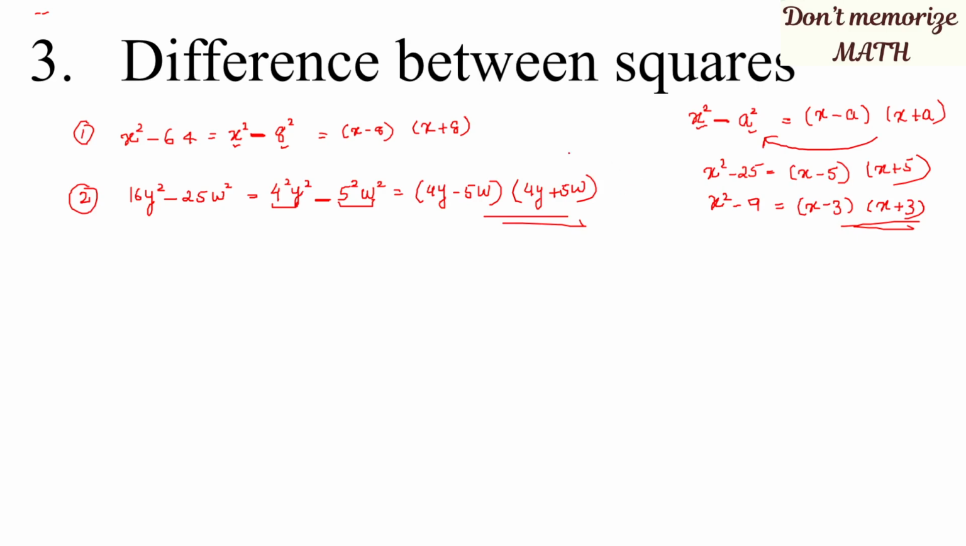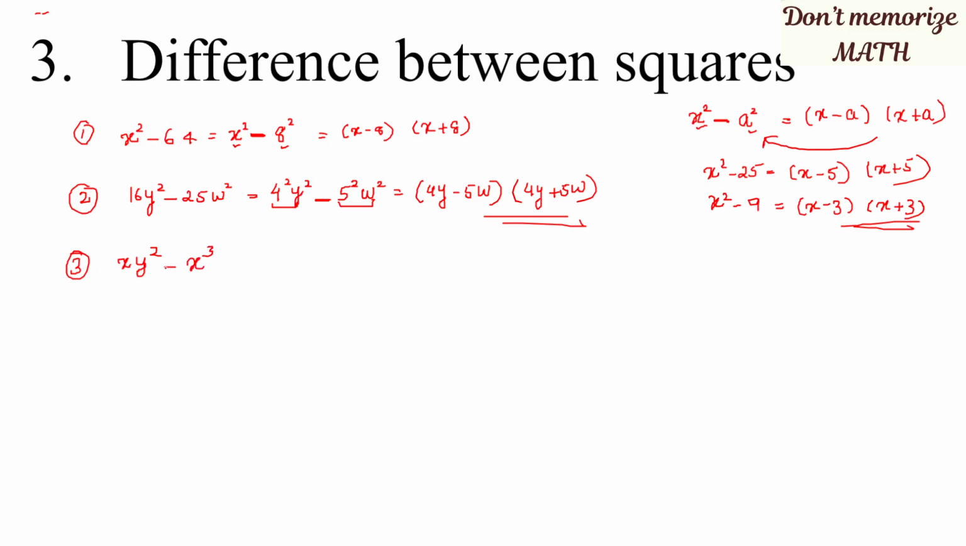If you want, you can multiply, expand the brackets and check. You will get the same. This is the second type from difference between squares. So the third type of question: I will write x y square minus x cube.